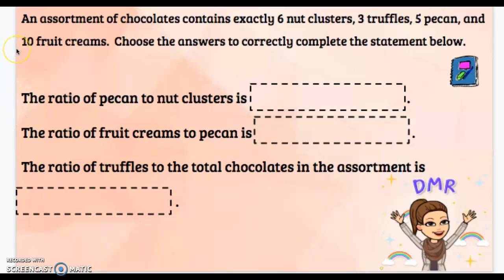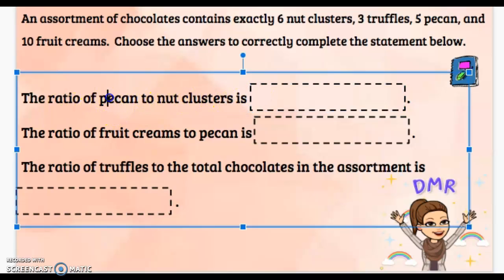All right, so for DMR, we're still reviewing ratios and how to write them. So you have an assortment of chocolates that contains exactly 6 nut clusters, 3 truffles, 5 pecan, and 10 fruit creams. Choose the answer to correctly complete the statements below. So you have the ratio of pecan to nut clusters is.